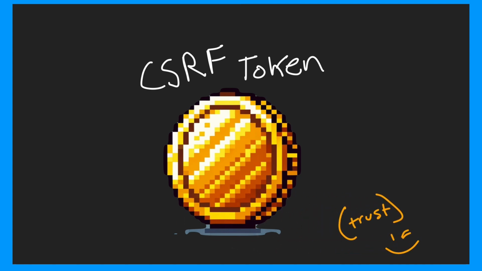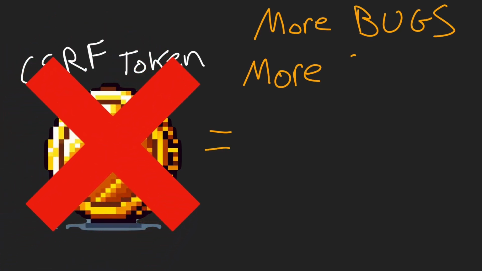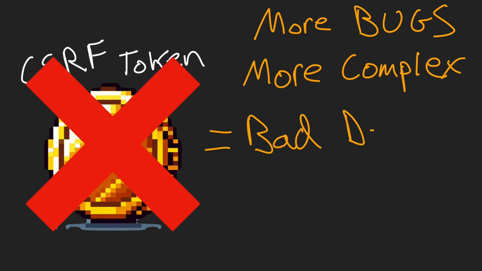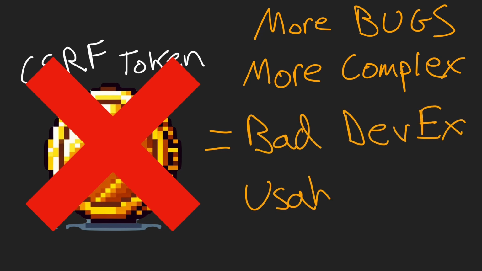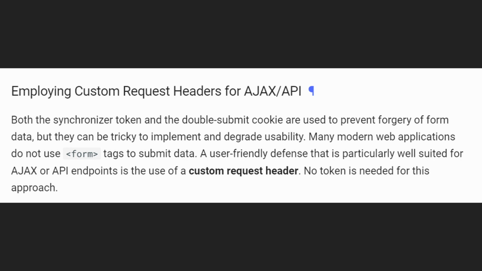Now this video is my salacious, slanderous, scandalous hit piece of CSRF tokens. Not only do you likely not need them, if you implement them, you may introduce more bugs, increase complexity and scope, and just ruin the developer experience, and you might die. Well, I don't know. And you'll have more usability problems. And this warning isn't even mine. It's that of leading research groups like OWASP.